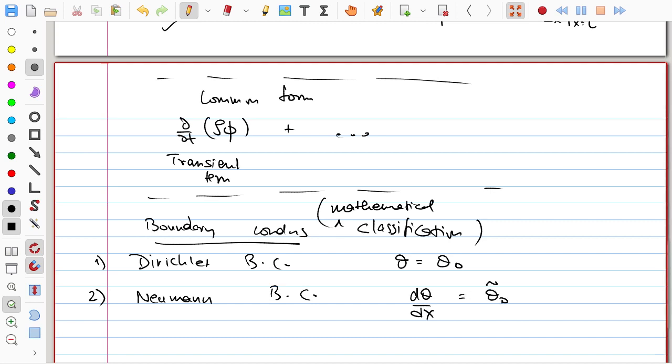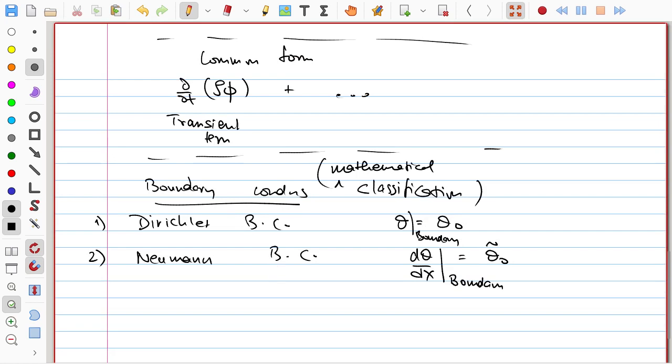The other type is called Neumann boundary condition. In Neumann boundary condition, you specify the derivative, the first derivative of theta at some boundary. So this is at a boundary. This condition becomes Neumann boundary condition. Now in one dimension it's simply d theta by dx, but in two dimensions it's slightly different because then we have to specify things in terms of gradient.